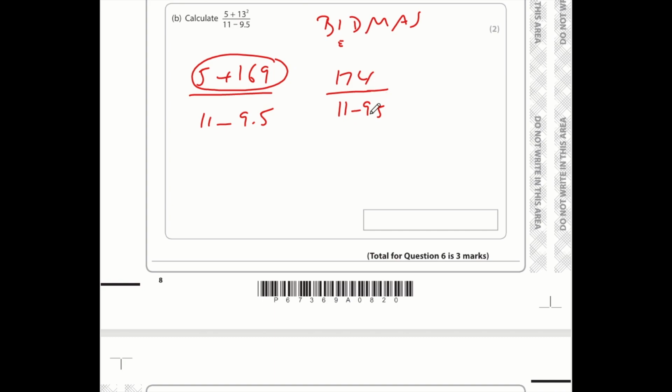And over 11 take away 9.5, and again, the whole calculation is under the line of the fraction. The minus 9.5 is not off to the side, so we need to do this bit next as well. So that is 11 take away 9.5, which is 1.5. So the final calculation is 174, remember, this line of a fraction means divide, divided by 1.5, and what do we get? We get 116.